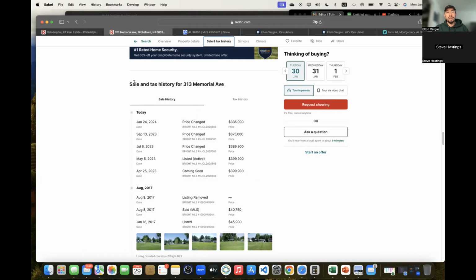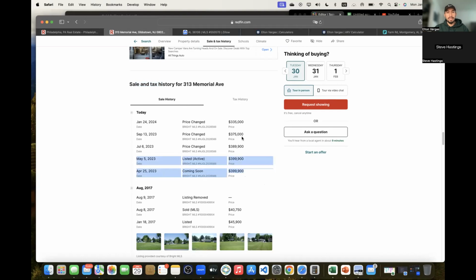Something I'm looking for here in the sale and tax history is whether the property has been previously under contract and is back again, relisted. How many price drops have they done, and when's the last time they did a price drop? It looks like from September, probably because that's usually when there are a lot fewer buyers on the market than right now.